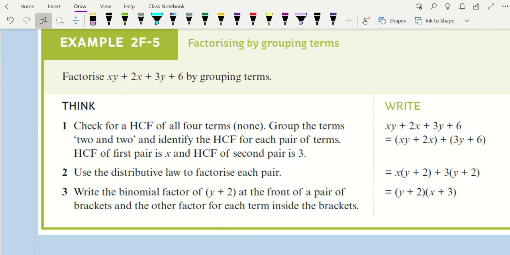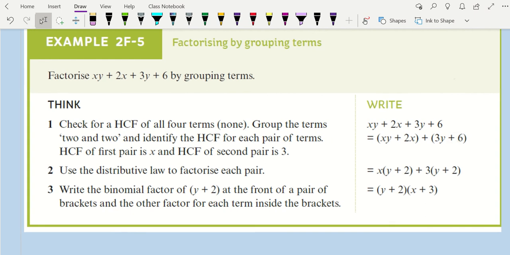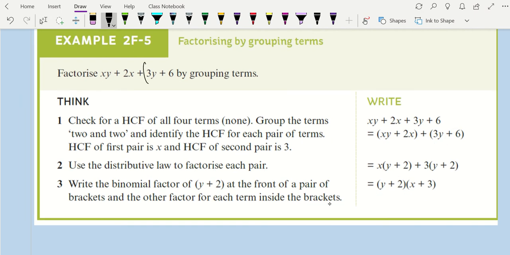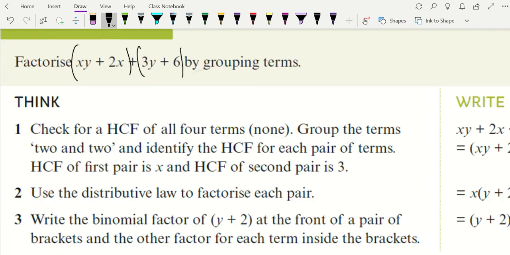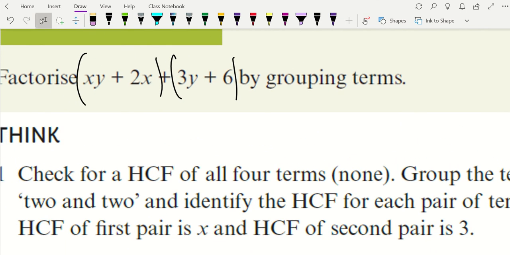Now we want to factorise by grouping terms. So this is a little bit trickier now. What do we need to do? We need to say, well, this is going to be one group here, this is going to be another group here, and then we can do it. So what's common to both of these, the first brackets? Well, let's have a look. We've got an x that goes on the outside, and then that's got to be a y plus 2.